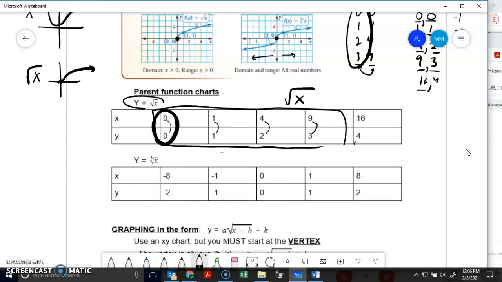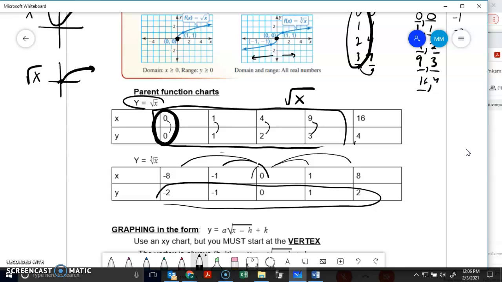Cubed root of negative 8 is negative 2. So what we need to know for the cubed root, start middle is 0, 0. We go 1 and 8 in each direction, perfect cubes. And now look at y. Y goes by 1s. Just like before when we were graphing last semester, didn't we make the x values go from negative 2 to positive 2? We always use those numbers. It's now the y values that are going negative 2 to positive 2. And it's now the x values that are following the perfect cubes.